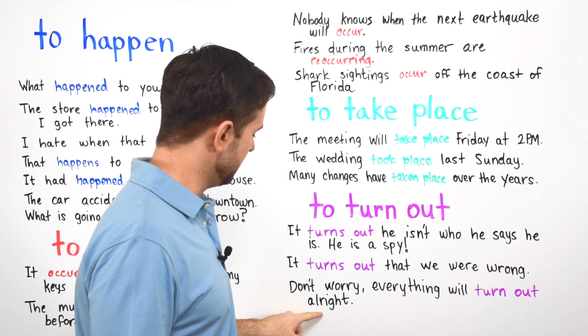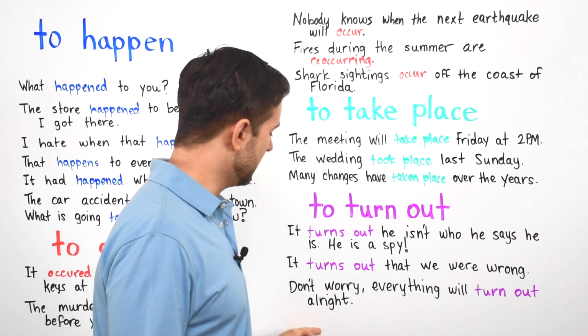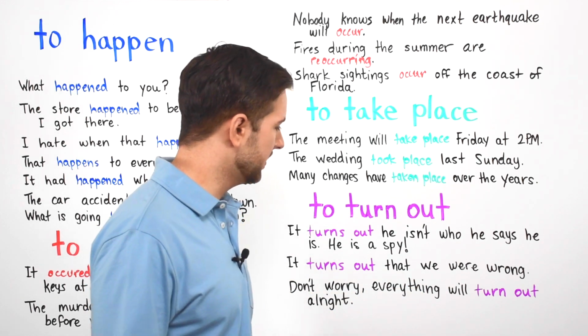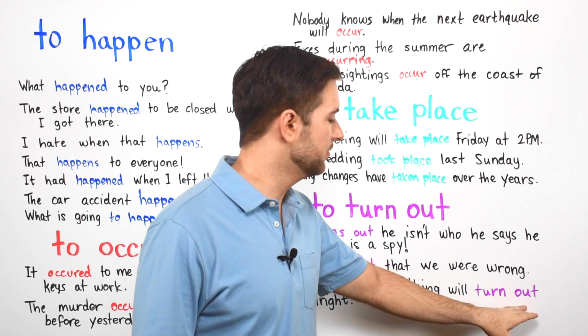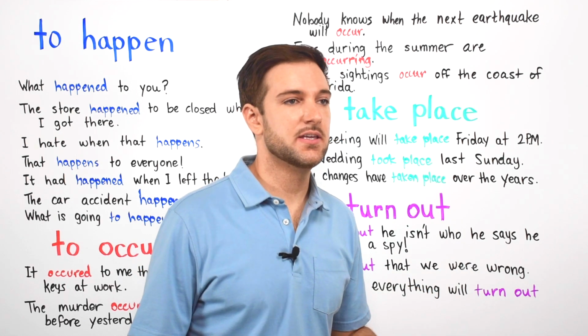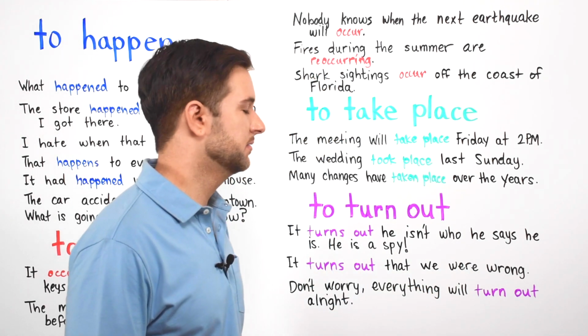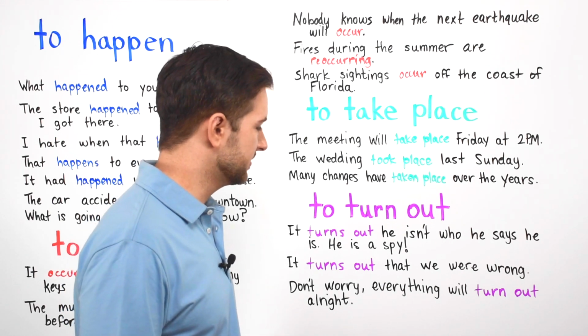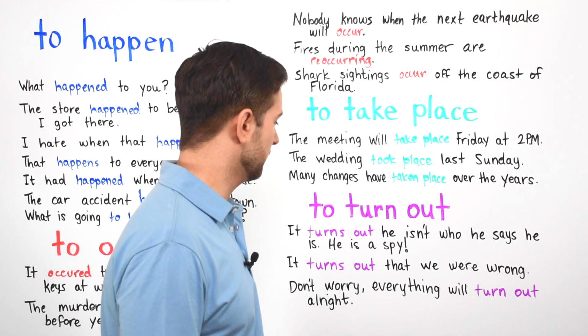And finally, don't worry, everything will turn out all right. All right means okay, so don't worry, everything will turn out okay. Don't worry, everything will turn out all right. So we have turn out. It will happen, it will occur. Things will fall into place. It will turn out all right.